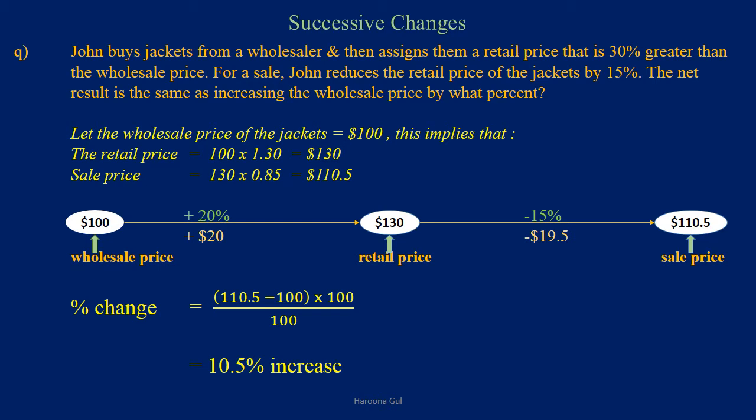So percentage change is equal to 110.5 minus 100, that is sale price minus the wholesale price, into 100 divided by the original price, that is the wholesale price, which we've set as 100, right? So it is going to be equal to 10.5%, which means that the percentage increase is 10.5%, right?